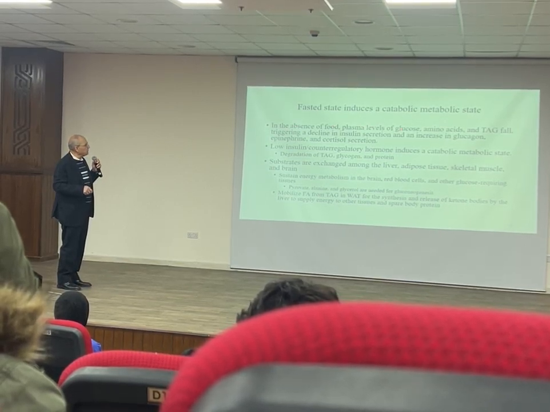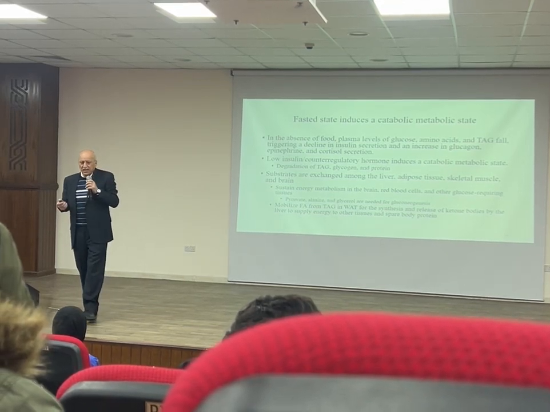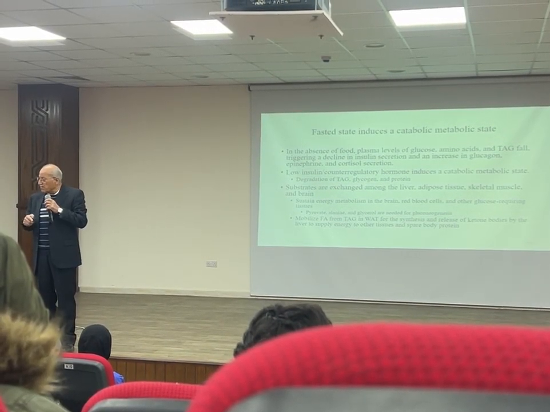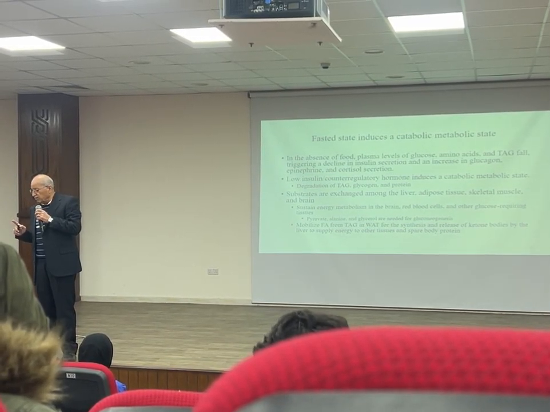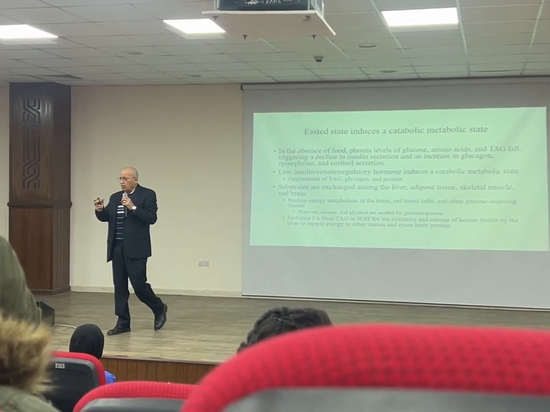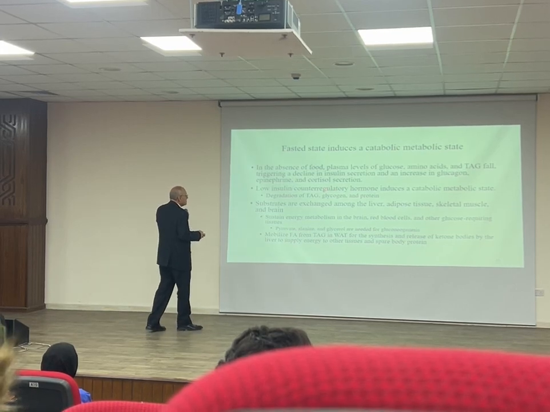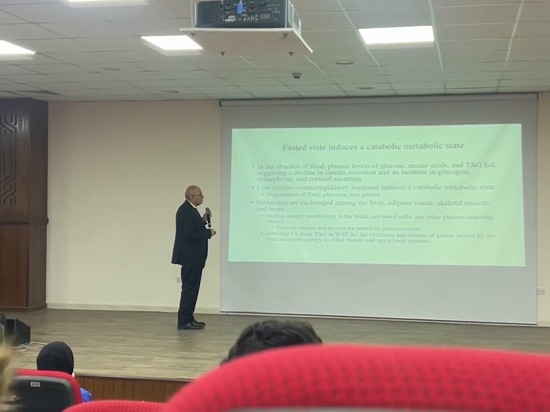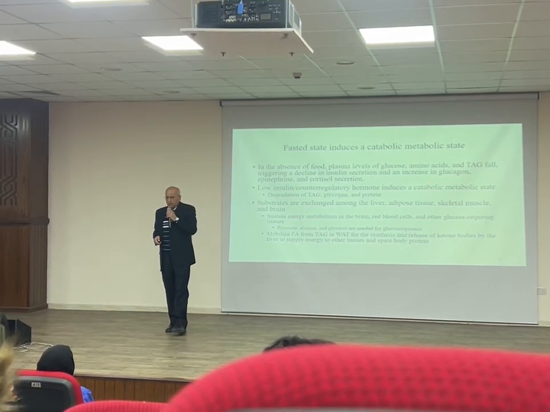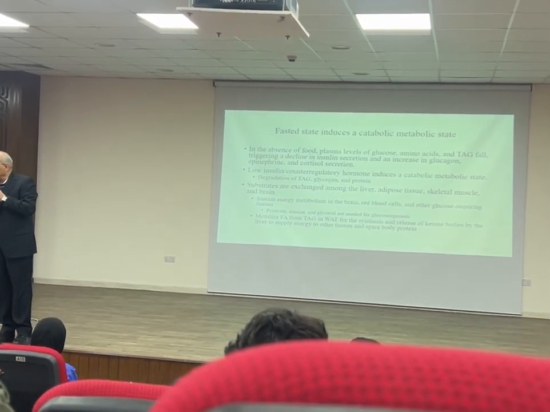In the absence of food, the plasma levels of glucose, amino acids, and triacylglycerol fall. That takes about how many hours? About 3 to 4 hours after the absorptive state. Consequently, insulin secretion decreases and glucagon secretion increases under these conditions. So the ratio of insulin to the counter-regulatory hormones decreases, and that induces the catabolic metabolic state. What is the catabolic state? Degradation of carbohydrates, lipids, and proteins.